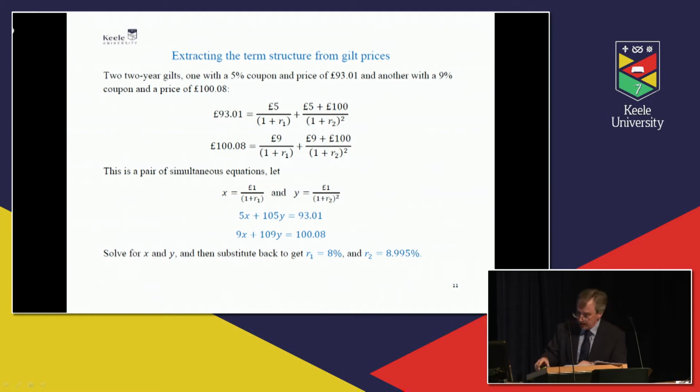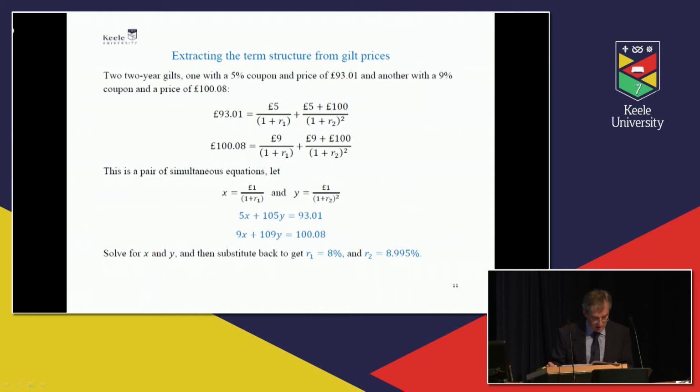Now, although it doesn't look immediately like it in the form that it's written here, this is actually just a pair of simultaneous equations, which we all got tortured with in school maths lessons. If we make a simple substitution, whereby we let x be £1 over 1 plus r1 and y be £1 over (1 plus r2) squared, the 2 original bond pricing equations turn into something that looks more like a simultaneous equation we might have seen in the past, although the numbers are not especially friendly. Nonetheless, we can solve for the values of x and y and then substitute back, and if we do that, we find that the interest rate for the first set of payments is 8%, and for the second payments is 8.995%.